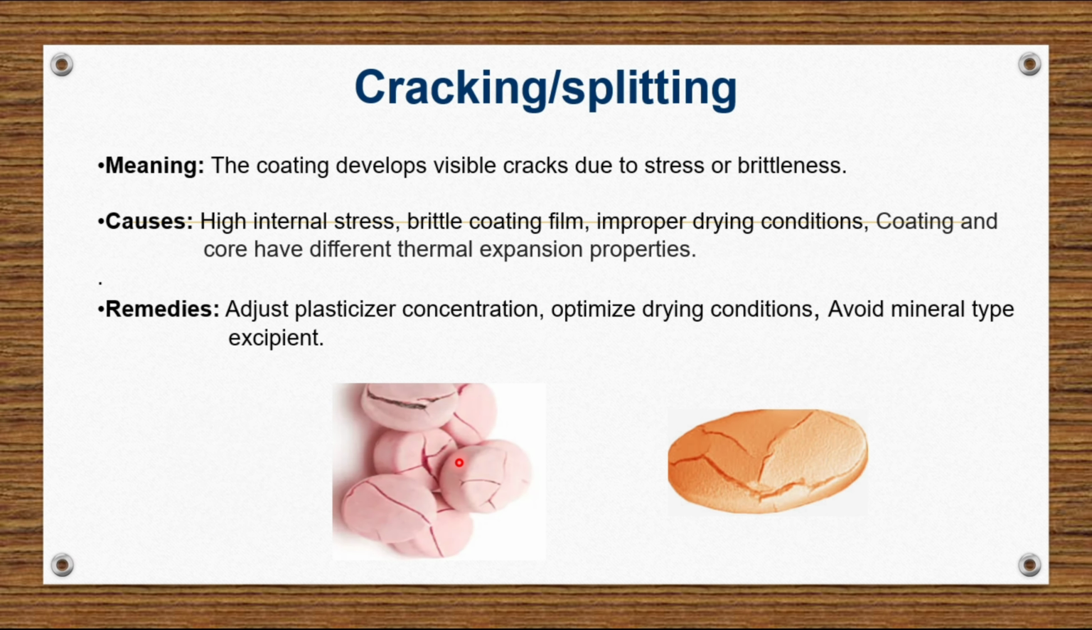Cracking and splitting. What is the meaning of this? The coating develops visible cracks due to stress or brittleness. Look at these images. What is the cause? High internal stress, brittle coating film, improper drying conditions. Coating and core have different thermal expansion properties. These are the causes. What are the remedies? Adjust the plasticizer concentration, optimize drying condition, avoid mineral type of excipients.